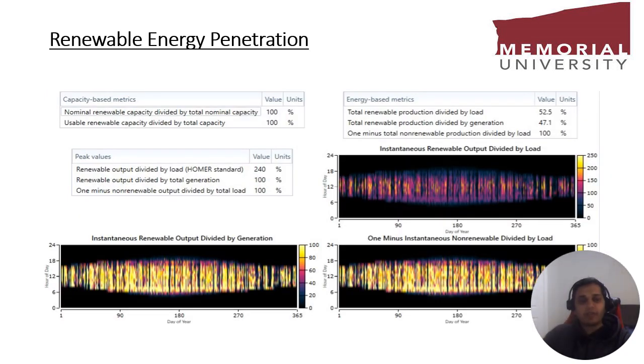Here in this slide we can see the renewable penetration of the solar system. As we have discussed before, the total renewable production of the system divided by the total generation is around 47.1%, and the total renewable production with reference to the load is 52.5%. So almost half of the energy will be produced from the solar system.